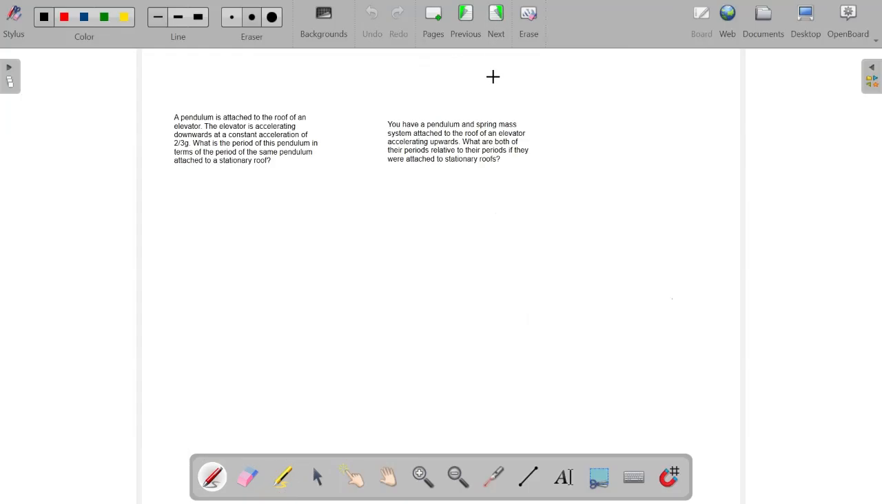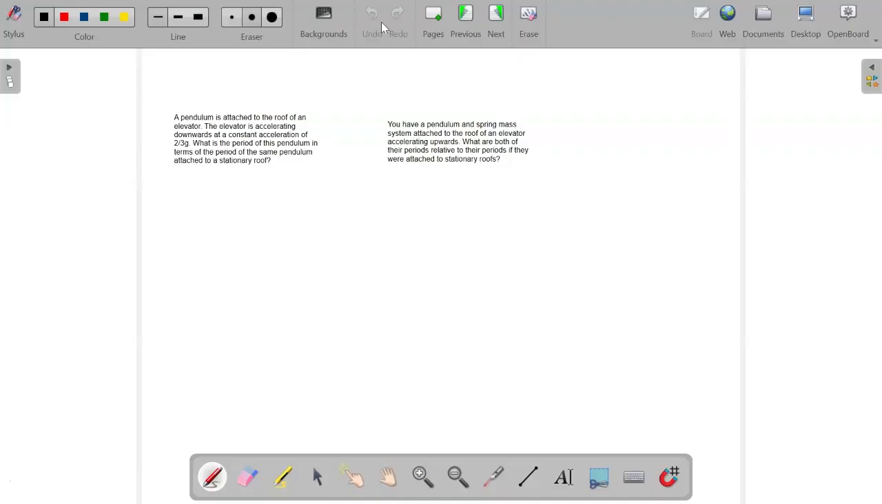Okay, here we have two questions. I just combined them because they're really closely related to each other. First, a pendulum is attached to the roof of an elevator. The elevator is accelerating downwards at a constant acceleration of 2/3 g. What is the period of this pendulum in terms of the period of the same pendulum attached to a stationary roof? That's just a bit of a complicated way of saying this. I'm really just asking, if we have a pendulum attached to an accelerating elevator, well, it's accelerating downwards, then what is its period? And I just add the end part because I need something to answer in terms of.